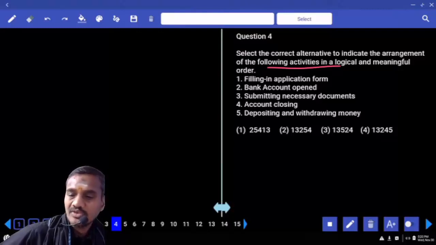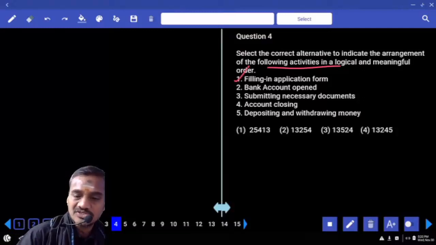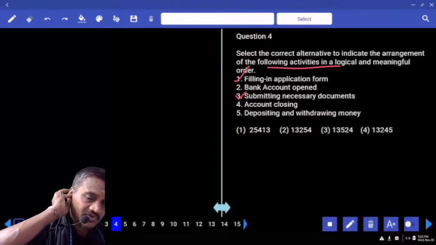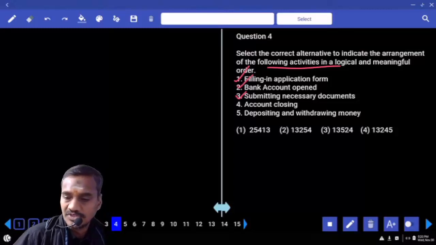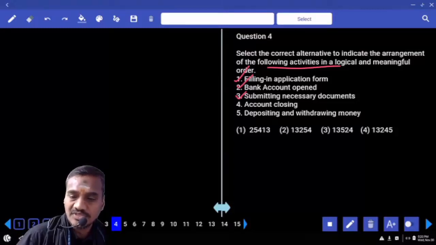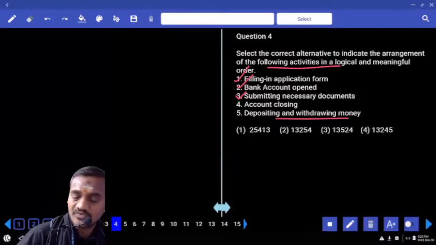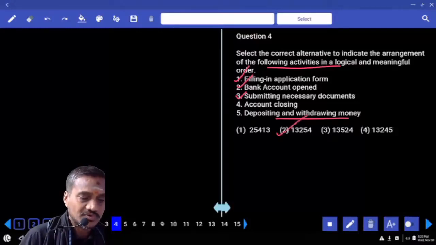First we need to fill up the application form. And once you have filled the application form, then you need to submit the necessary documents to them. And once you have submitted the necessary documents, then the bank account will be opened. 1, 3, 2. And once 1, 3, 2, then the account will be closed or depositing and withdrawing money. Depositing and withdrawing money, 4, 5 followed by 4. So 1, 3, 2, 5, 4, choice 2, question number 4.